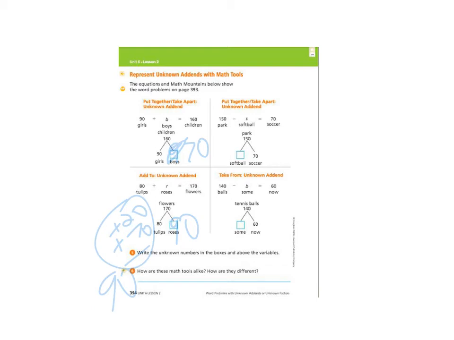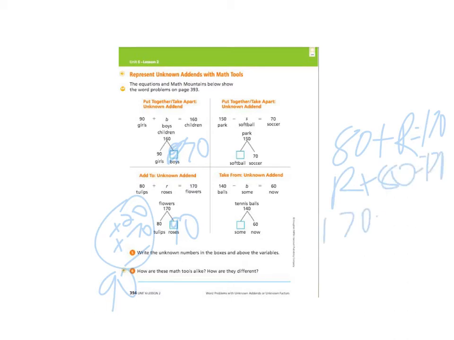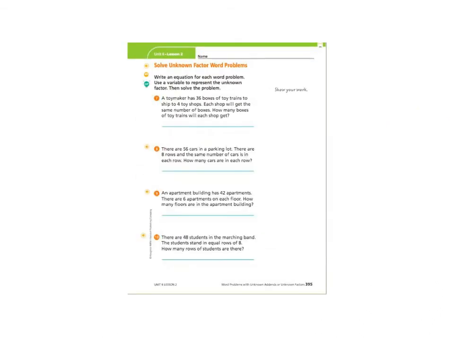It's really a lot of fact family kind of work. So if you think about it, you have that 80 plus, we'll make it R for roses, is 170. Just like R plus 80 equals 170, or 170 minus 80 equals R, or 170 minus R equals 80. So the one that you really have enough information to solve the equation, you would be that subtraction one, but you guys are good thinkers and you could really solve any of those.